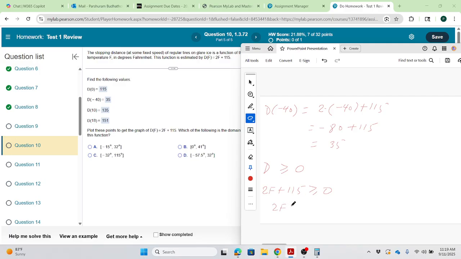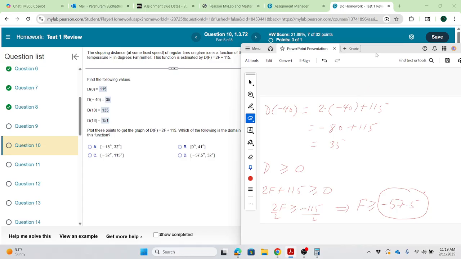So 2 times f is supposed to be greater or equal to negative 115, and if you divide by 2, it gives you f supposed to be greater or equal to negative 57.5. That's the value, the lowest one.